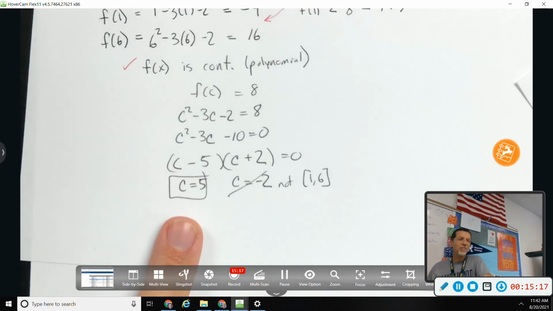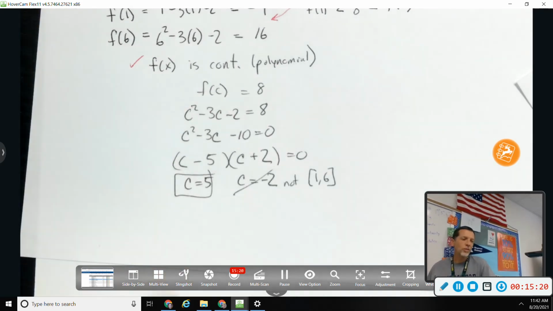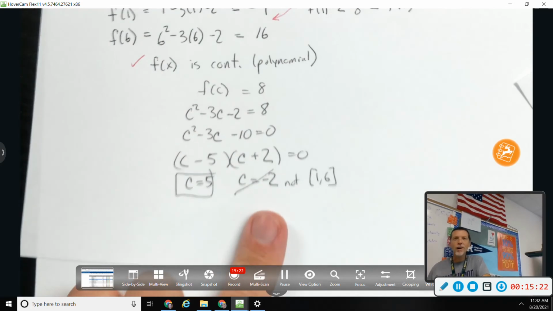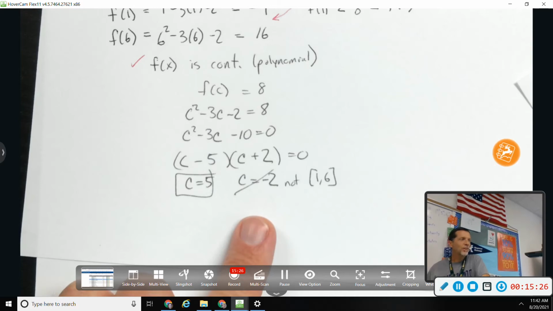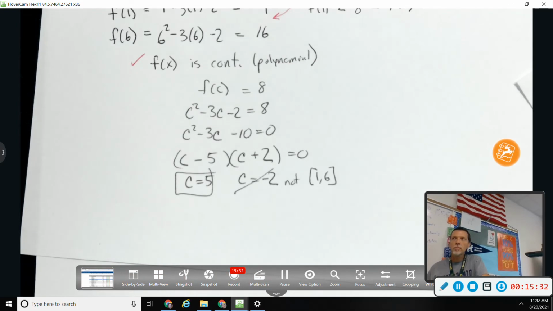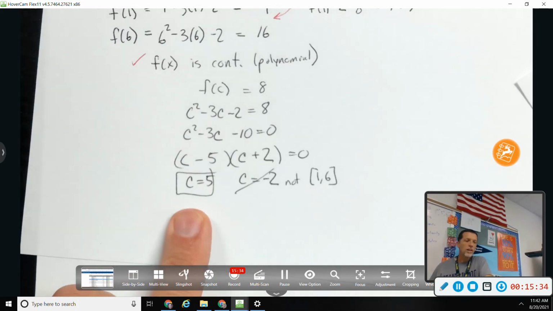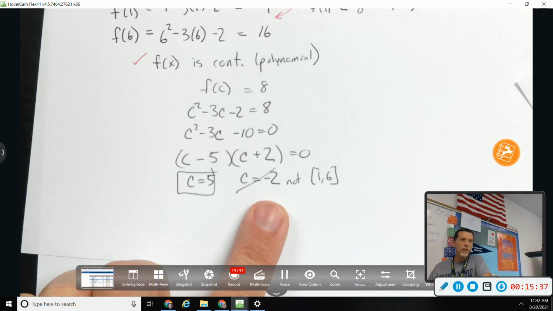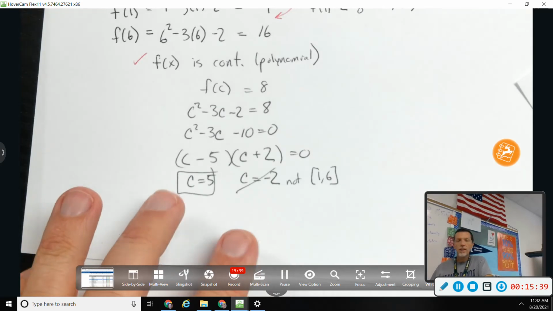This is frustrating on the test, to get through all of this work and then to forget to throw out the one that doesn't work. I mean, obviously you're not going to lose a lot of points because there's a lot of stuff going on here, but frustrating to forget that little bit at the end. It is possible to have more than one, so it's not like you always get one and throw one out. You're always going to get at least one, but it's possible.